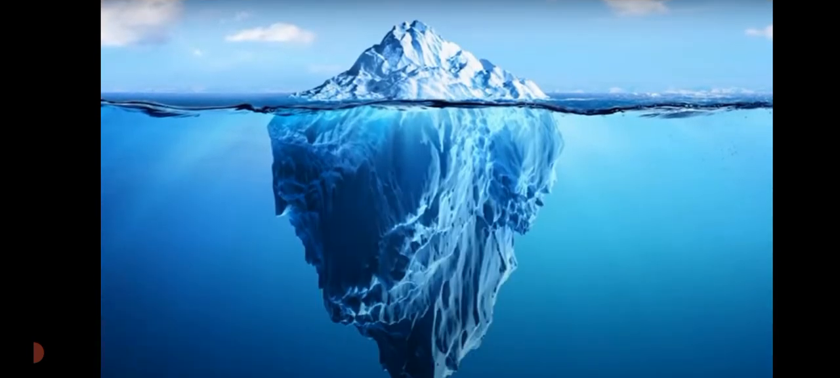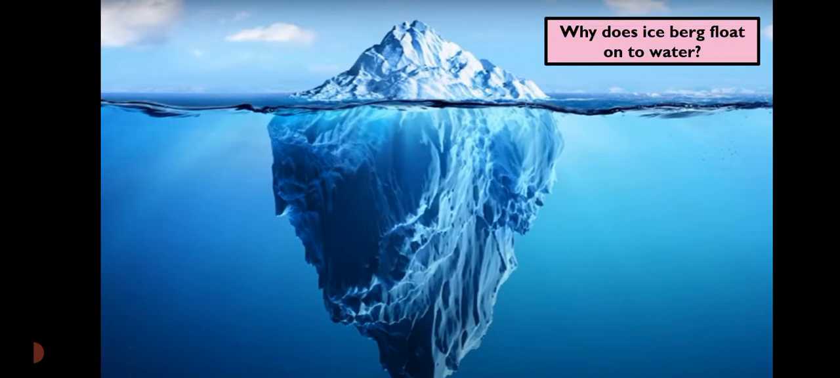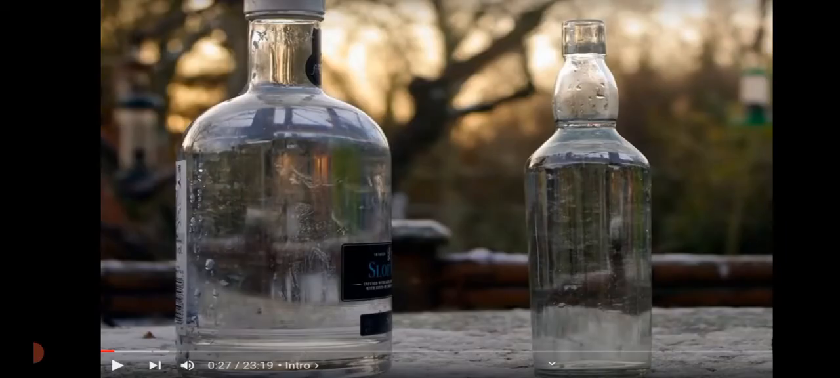Some of the questions which always click our mind is, here you can see an iceberg which is floating on water. So this question always clicks in our mind, that even though it is in a solid form, why does it float on water? Whenever we put any solid substance in water, it sinks into it, but this iceberg is in a solid form and it always floats on water. So what is the reason behind it?